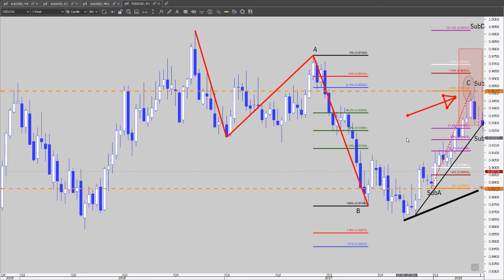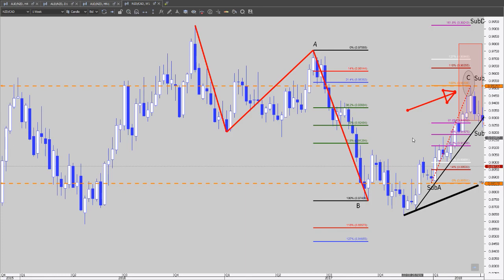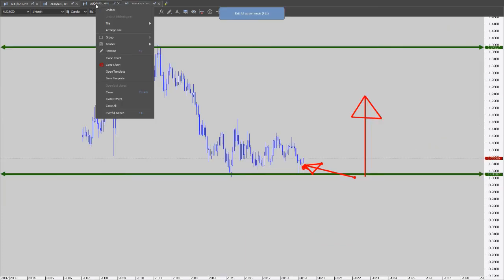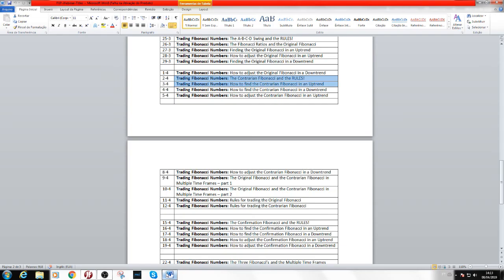That being said, tomorrow we're going to send you another recorded webinar, and we are going to continue with our topics. So today it was again the Contrarian Fibonacci and the rules, right? How to find the contrarian uptrend. We had the AUD NZD as an example of the uptrend. So we are going to continue with this schedule.